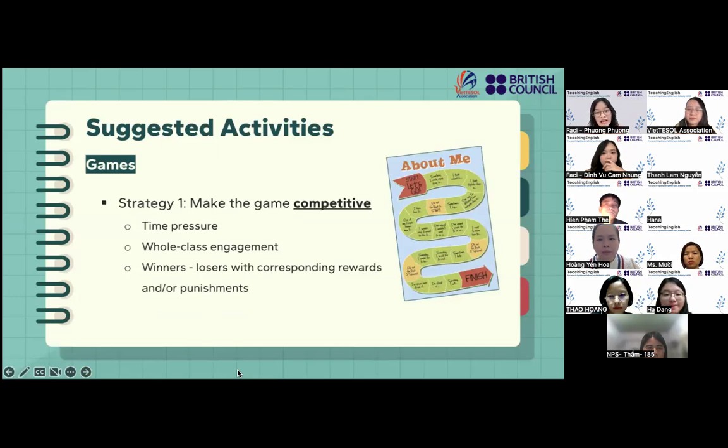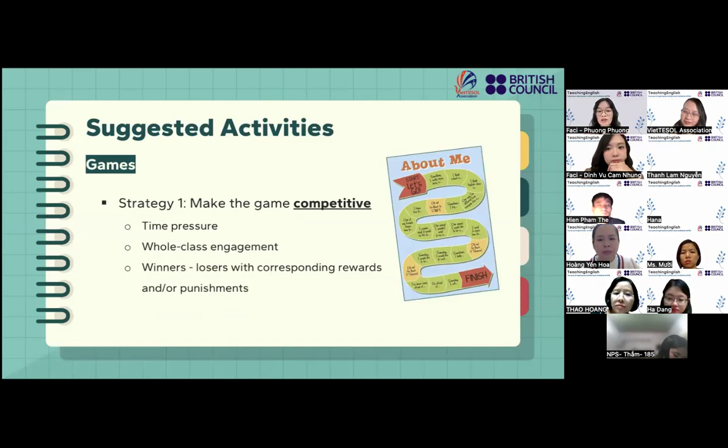Right, so for the games, the first strategy is to make sure that the game is competitive, very important, competitive. And we can do this by adding time pressure, making sure that there is engagement from the whole class, and making sure that you have a system of winners and losers with corresponding rewards and conditions. Okay, let's look at the first point, how to add the time pressure.